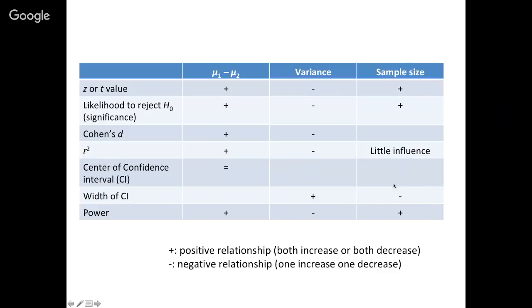It does not influence the center of the confidence interval, but a bigger sample will produce a narrower confidence interval. This means we are more confident about our estimated population parameter. And it also increases the power. The power is related to the type 2 error, right? Type 2 error is the false negative, which means when there is an effect, but we fail to detect that treatment effect.